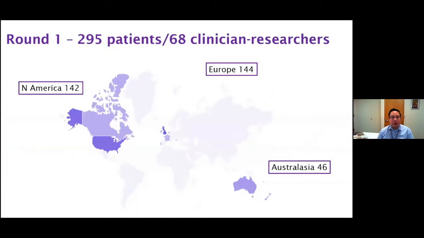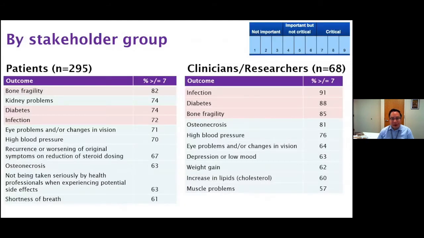For round one, we had a total of 295 patients and 68 clinician researchers complete round one, and this is the distribution of where the patients came from. The Delphi was conducted in English and was not translated to the other languages, and was administered rounds 1 to 3 via Delphi Manager.